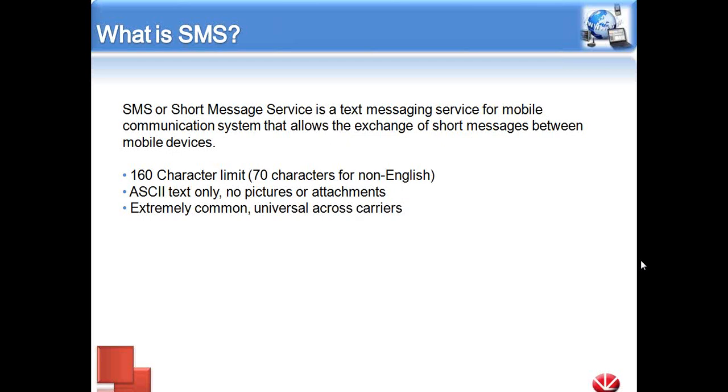It only supports ASCII text and no pictures or attachments. Some newer smartphones or data plans will allow you to include pictures or graphics with your text. That's actually considered an MMS, multimedia service. For our modem, however, it is strictly ASCII. They're extremely common, and it's universal across carriers, meaning that if you set up your modem on AT&T, you can send a text to someone with Verizon or Sprint. You know, it's not limited to your carrier.